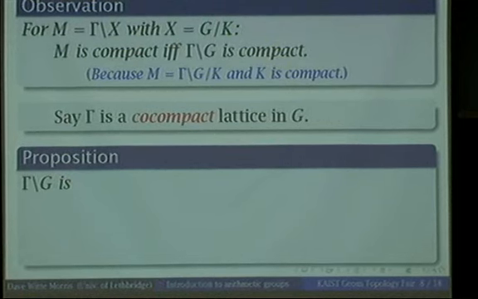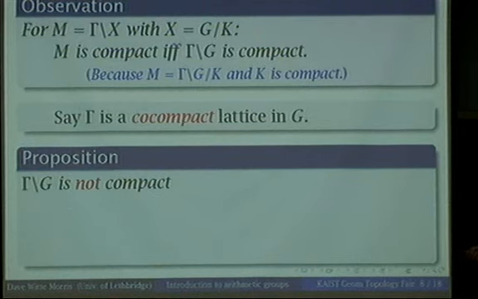So I'm going to tell you when G mod gamma is compact, or actually it's easier to write down when it's not compact. So I'll tell you a simple way to tell whether or not G mod gamma is compact, and that's the same as telling you how to figure out whether or not M is compact. And the condition, I said it's simple, it's not simple, but it's group theoretic, so it seems simple to me because I've studied groups.